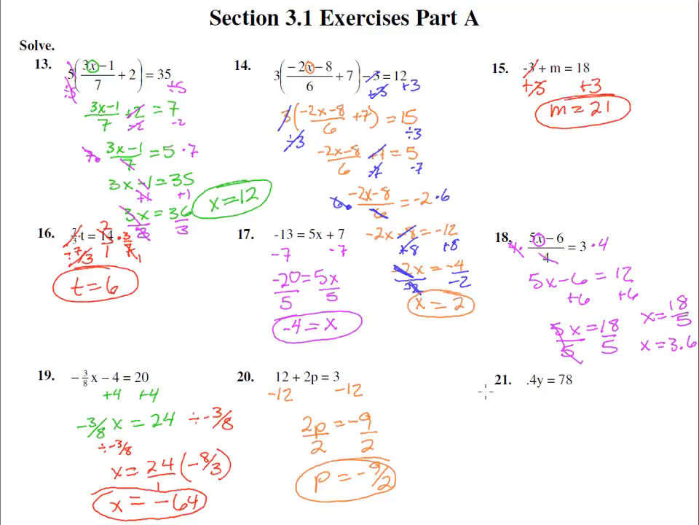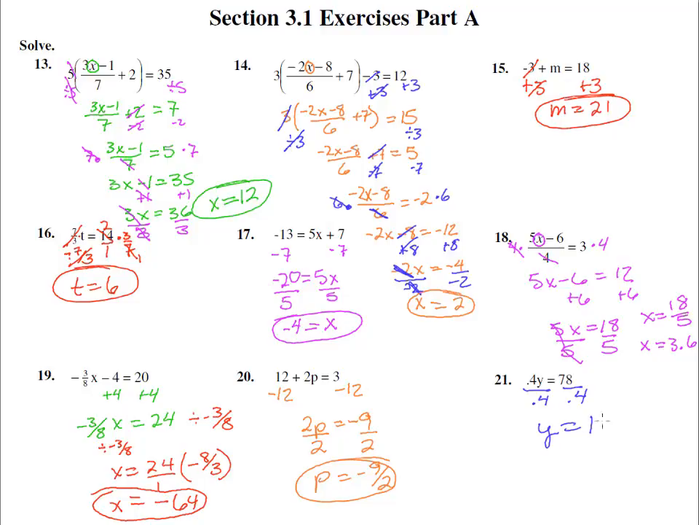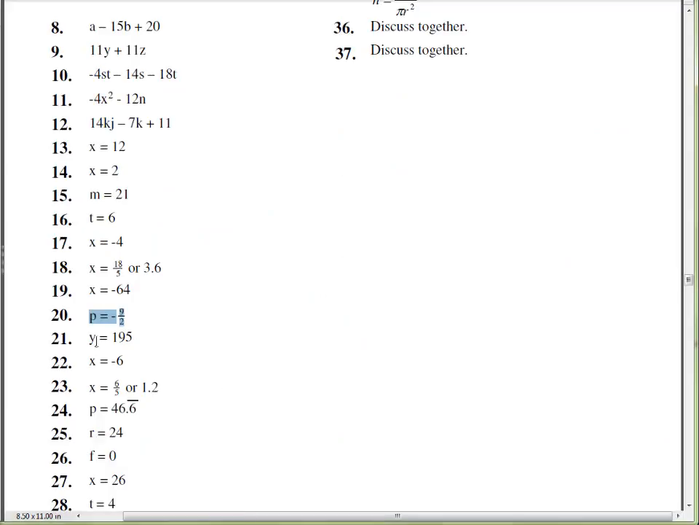And number 21, we have 0.4y equals 78. This is 0.4 times y, so we divide by 0.4. We get y equals, that one I'm not able to do in my head, so we're going to do it here. 78 divided by 0.4 equals 195. Let's check our answer on that one. And y equals 195. Good.